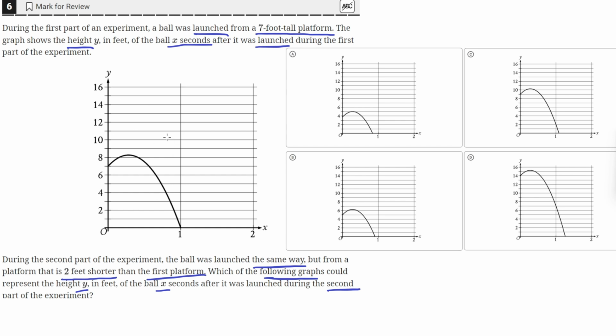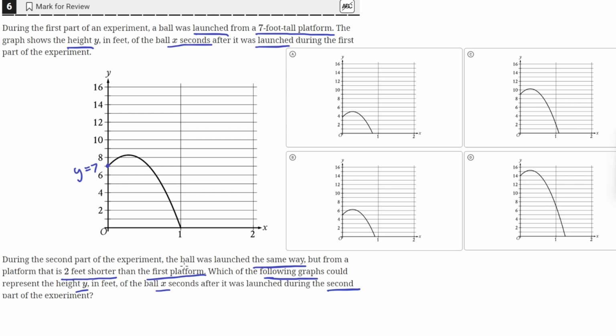So we have this graph here that gives us the height of the ball y as a function of x, which is seconds after it was launched. And we see it started at a platform that is 7 feet in the air, so y equals 7 here at this point.